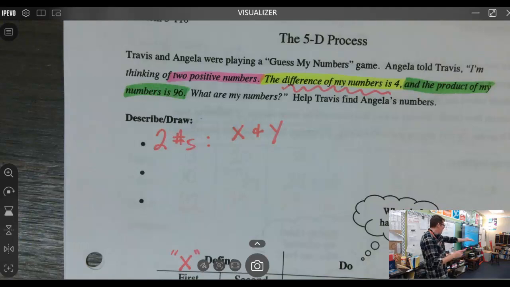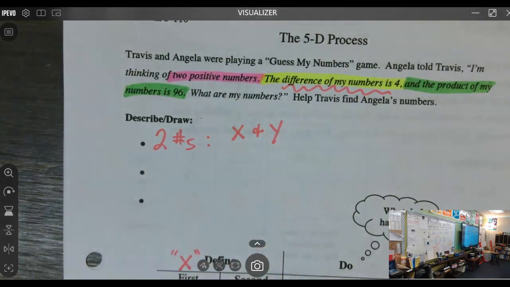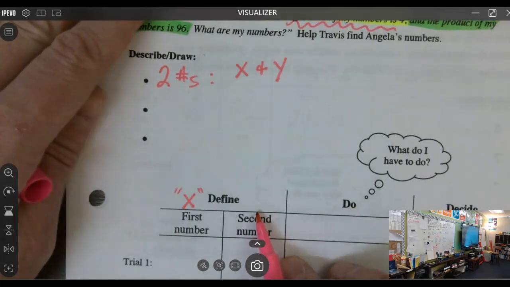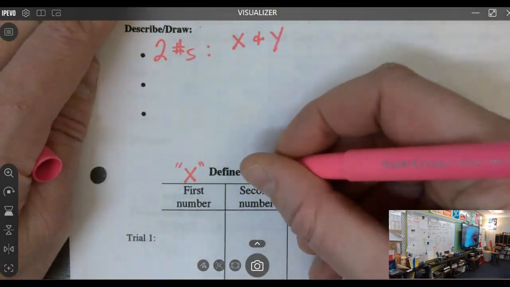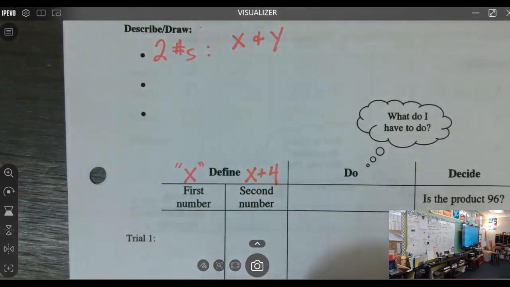So, how old are you? 13. If your sibling had a difference of 4, your sibling could be 9, or they could be, what's 13 plus 4? 17. Either of those would have a difference of 4. So here's what's going to be easier. Our y, if we make that our second number, let's make it have a difference of 4 by saying it's just going to be x plus 4.